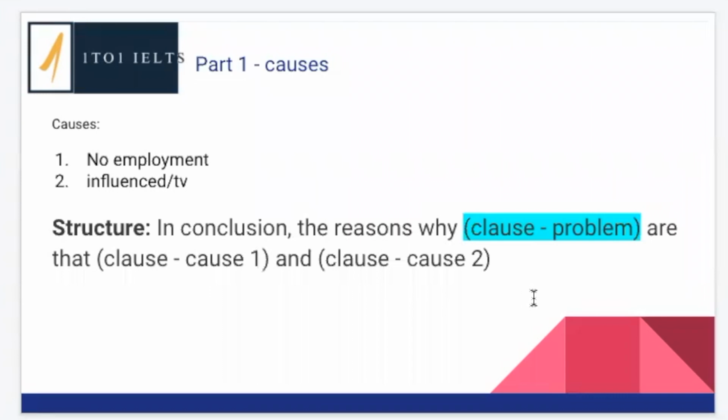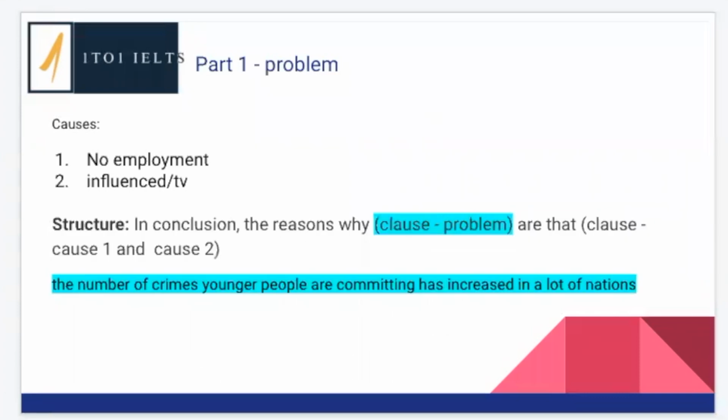Let's have a look at the problem. So we say here, in conclusion, so we can use this every time. In conclusion, the reasons why, and these words here, you can just remember word for word. And then we have to think about what is the problem. To do this, I'm just rewording what was stated in the question. The number of crimes younger people are committing has increased in a lot of nations. This is the problem that the entire question is based around.